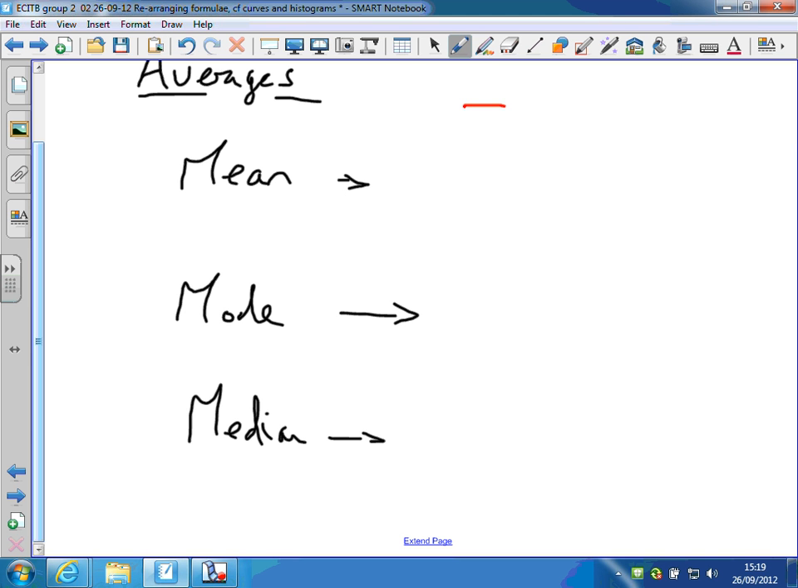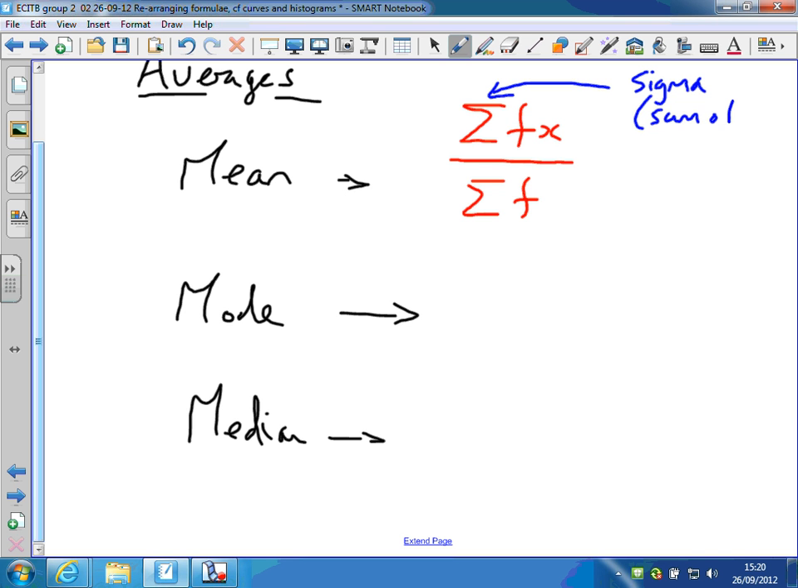This is how you'd write it down mathematically. This symbol here, which you will come across in the text, is the Greek letter sigma. It's actually capital sigma. There's a small lowercase sigma as well, which is different. And it means the sum of. In other words, add them all together. The sum of. F stands for the frequency. How many you've got, in other words.